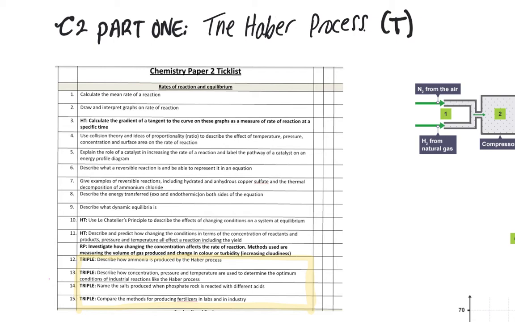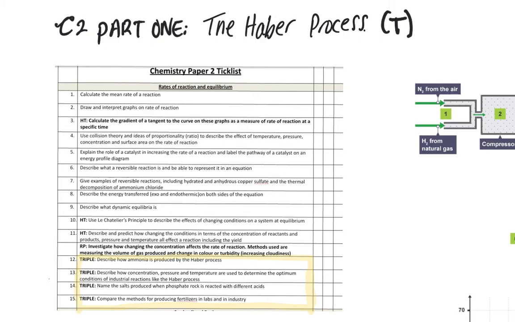Now, this is a triple science only topic, and particularly the stuff about the Haber process and the conditions in which it needs to take place, that is higher only triple. So if you are a combined science student, this is not necessarily for your exam. Additionally, if you have not yet got to grips with Le Chatelier's principle and dynamic equilibrium, I suggest you go back and look at previous videos or previous content that you've learned so that you make sure you're familiar with that, because you will need it for today.